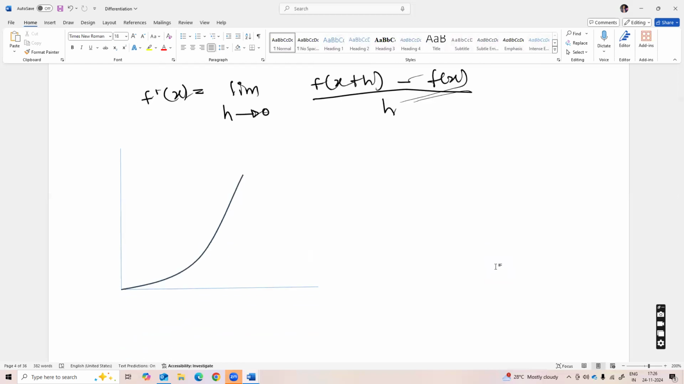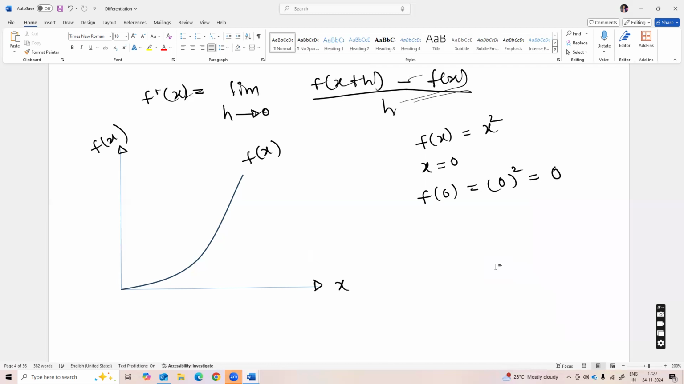So here, let's say now you have the function f of x is equal to x square. On this graph we have drawn this function f of x. Here on the y-axis it is f of x, and here on the x-axis it is x. So when x is equal to 0, f of 0 will be equal to 0 square. It is equal to 0.